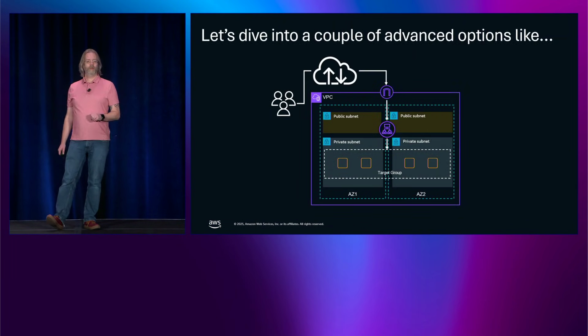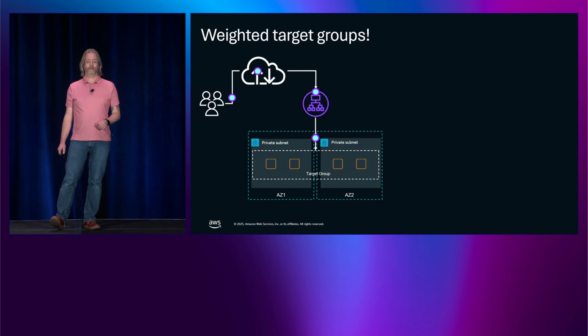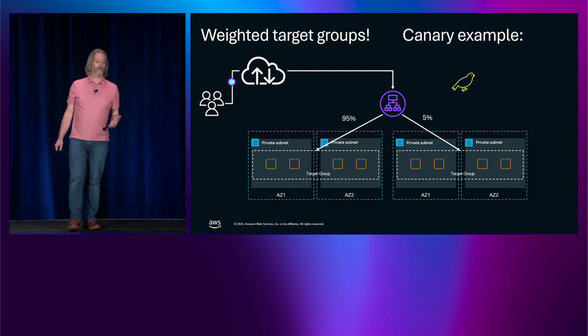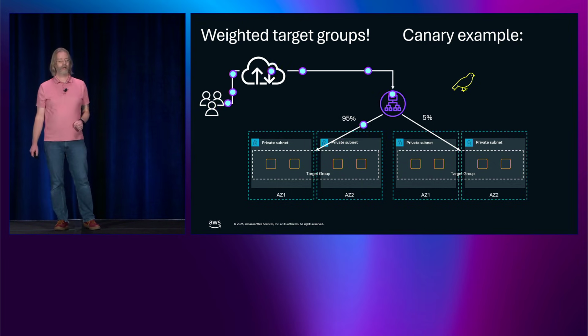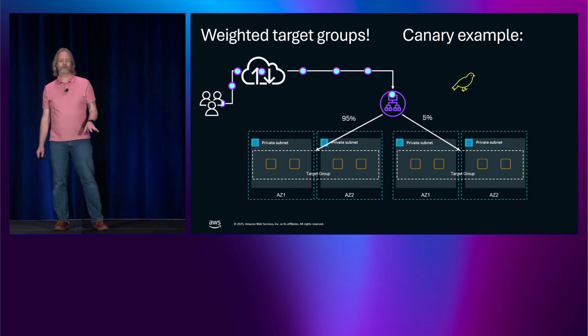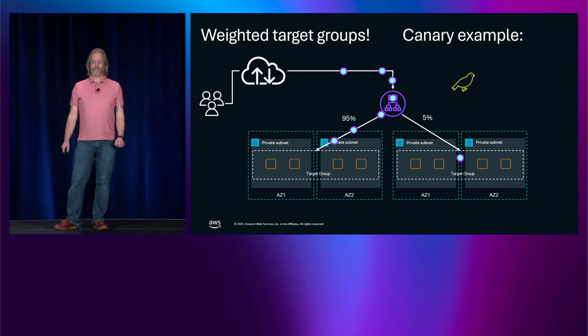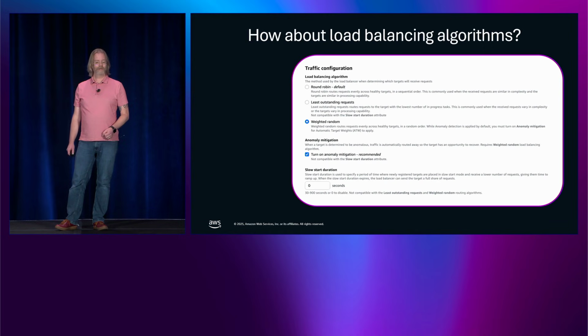So let's dive into a couple of advanced options that you can do. One of them is weighted target groups, right? So I can have one target group going on, just accepting my traffic, and let's say I want to build a canary for something new. I can just set my weights, so 95% of my traffic goes to my main app, and then I can canary my other with 5%. So you can do things for adds, moves, changes, blue-green deployments. It's got multiple applications, as I'm sure you can figure out.